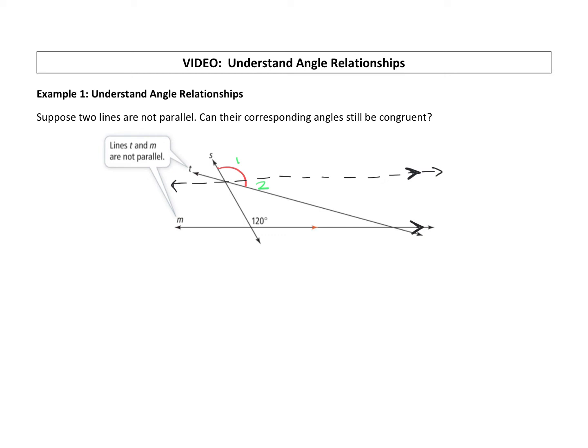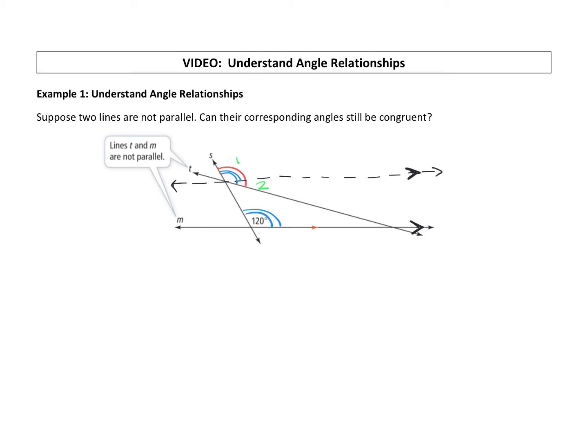We learned in our last lesson that if parallel lines are cut by a transversal, then corresponding angles will be congruent. So because I just created a parallel line to line M, I know that the corresponding angle to 120, so here's 120 degrees, will be congruent to its corresponding angle up here, which is angle 1.